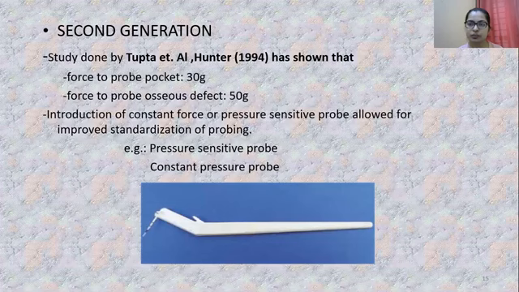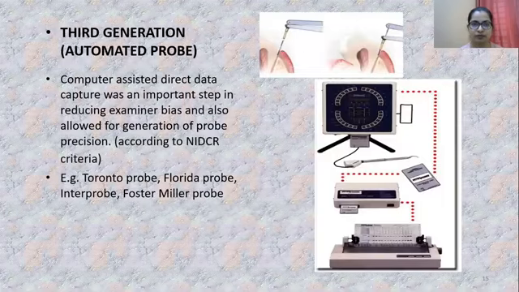Next is the second generation probe. A study by Tipta et al. and Hunter in 1994 showed that the minimum force needed to probe a pocket is 30 gram and to probe any type of osseous defect is 50 gram. So on the basis of this result, they made a new probe called the pressure sensitive probe, which allowed for improved standardization of probing. An example is the constant pressure probe, and this is a picture which shows how this probe looks.